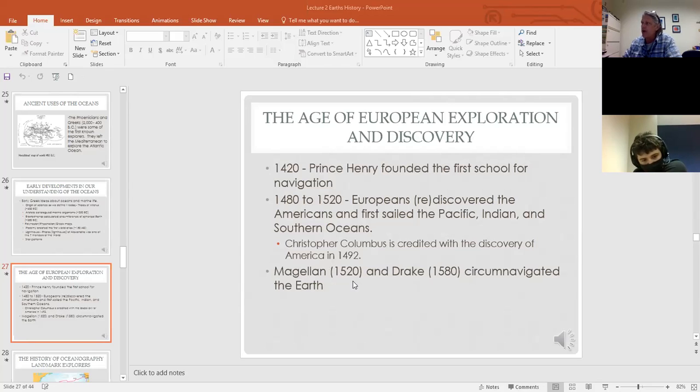Magellan was the first credited to circumnavigate the world, which means go around the world. He died on this trip, so he didn't make it around the world, but he's still given credit for it. And Francis Drake was given credit for it several years later.